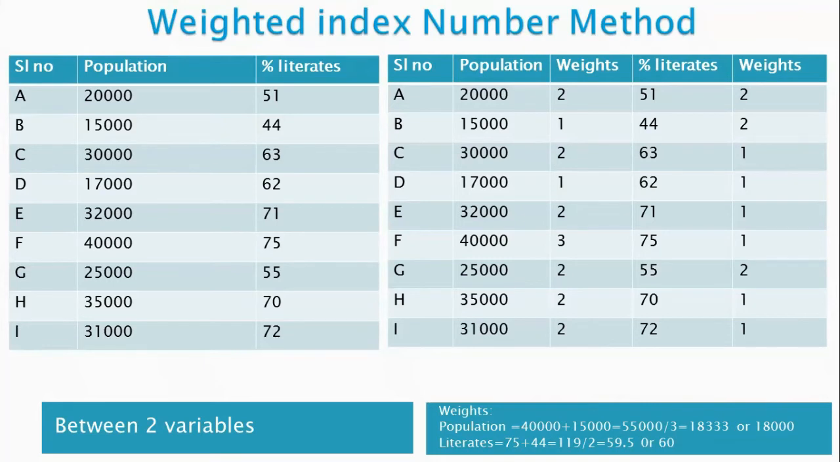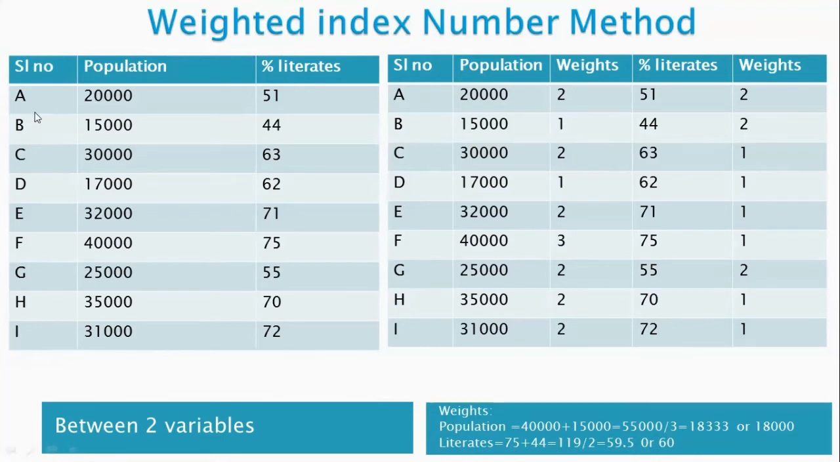But what do we do if we have more than one variable? We do it with the weighted index number method. Over here, I have taken more than one variable, that is population and percentage of literates. Both of these are relatable because percentage of literates depends upon population. It is not the percentage of literates of other than human, and here population refers to human.